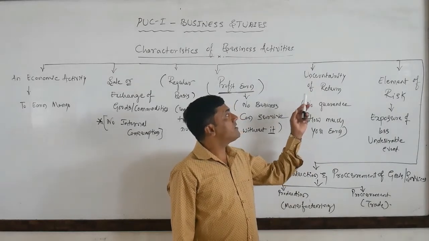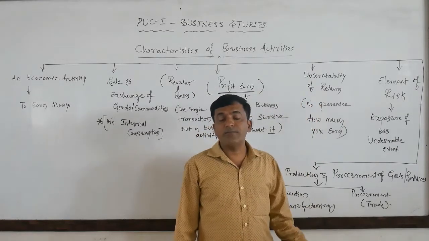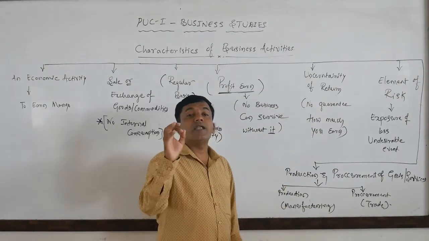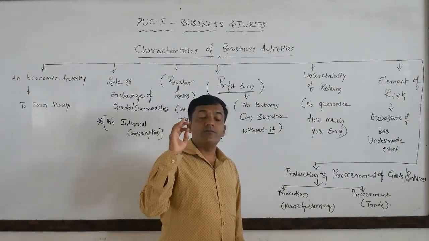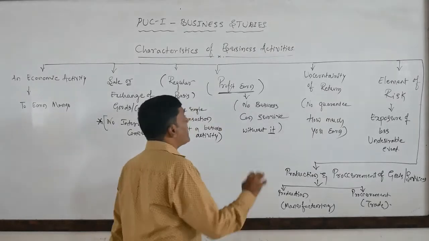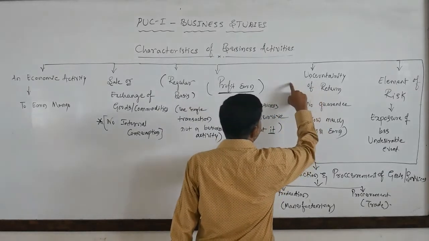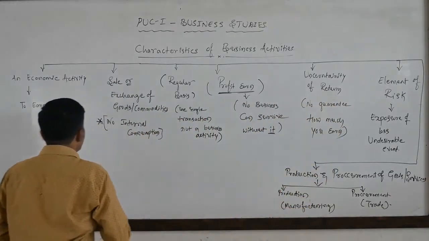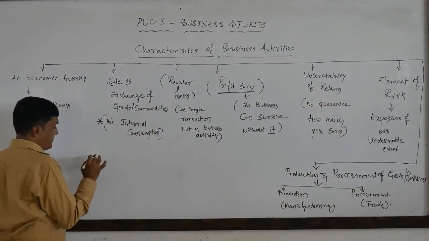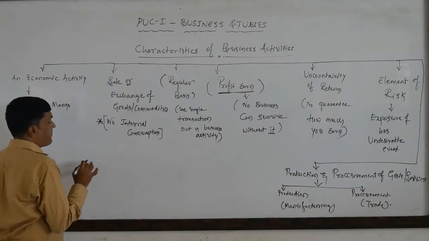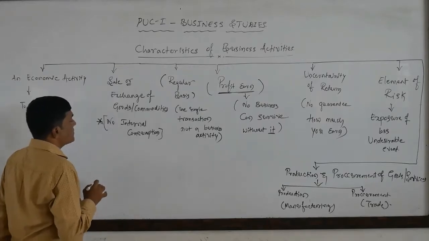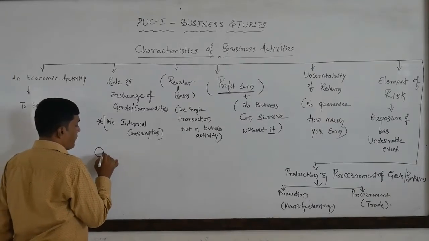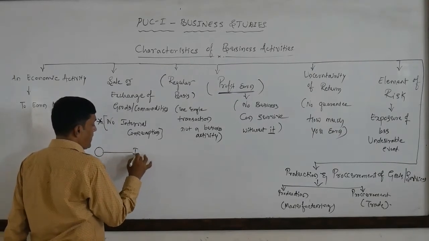Though the return is totally uncertain, the intention must be earning profit. So your intention must be earning profit, but the return is uncertain. Say you are conducting one business with the intention of profit, for example, you are running a general store.